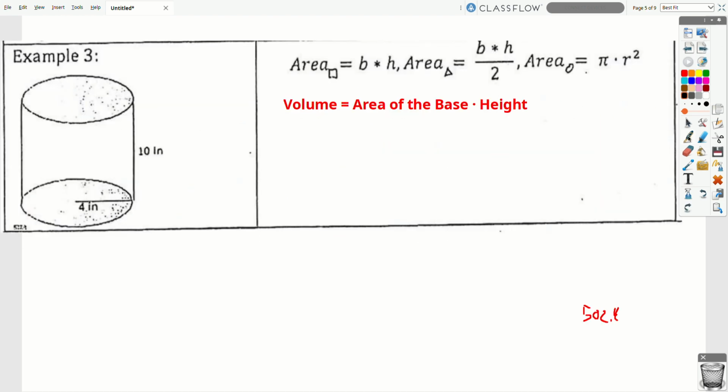Last one, so here we have a cylinder. The area of the base this time is a circle. And so the area of a circle, pi times radius squared, we have right here. And our height is going to be the line that goes straight out from the base, which is going to be 10. So we get pi times 4 squared, and then the height that we're going to plug in is 10.